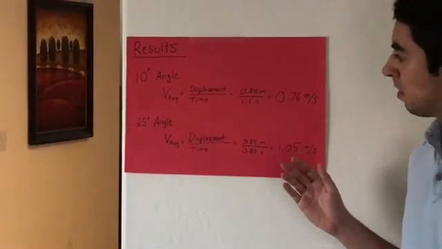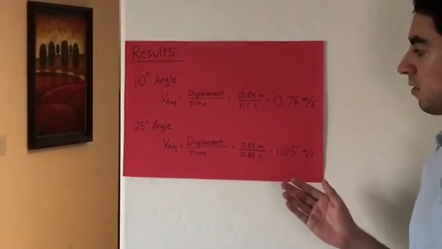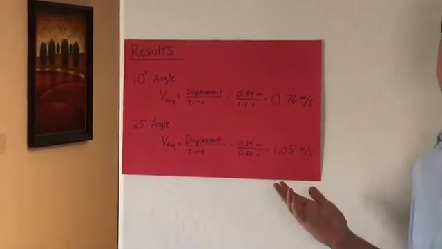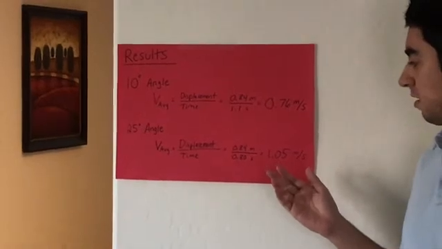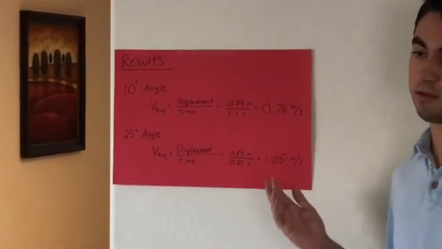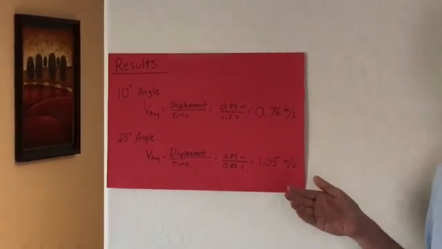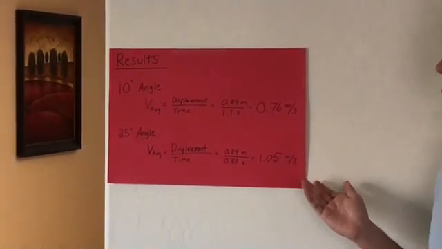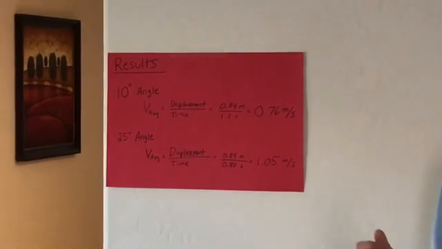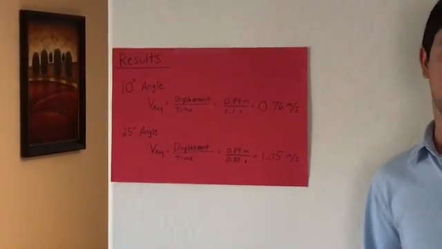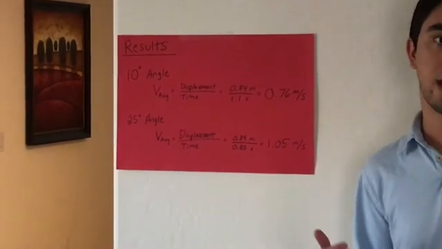Then for the 25-degree angle, the average velocity is the displacement over time. So 0.84 meters divided by 0.80 seconds, how long it took to go from top to bottom. And that was 1.05 meters per second down the ramp. I encourage you all to try this at home and try this with different angles and see how that affects the average velocity.